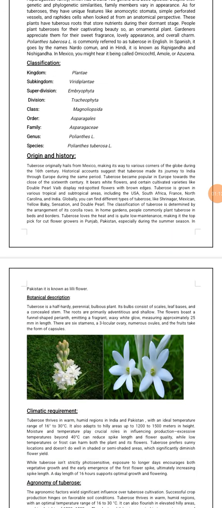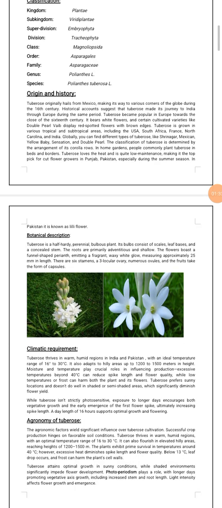Now I will go towards the origin and the history of these plants. Tuberose originally came from Mexico, and now it is grown all over the world, and it is mostly used for ornamental and decorational purposes. Some farms also grow it in the USA, and it is a globally known plant.